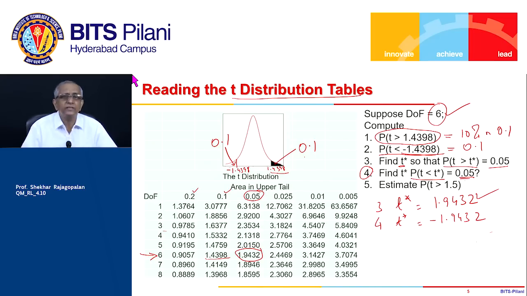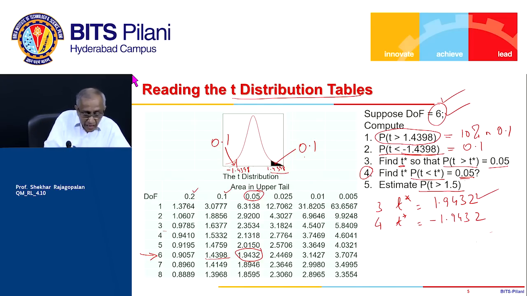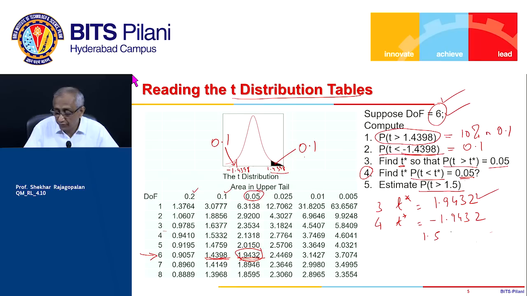Finally, last one, it is slightly tricky, but we are going to use this concept in later modules. I want to estimate probability of t greater than 1.5. Remember, keeping degrees of freedom as 6. So I go back to 6 and now I look at this. I've got 1.4398 out here. I've got 1.9432 out here. The point is that I do not have 1.5. 1.5 does not exist in this table.